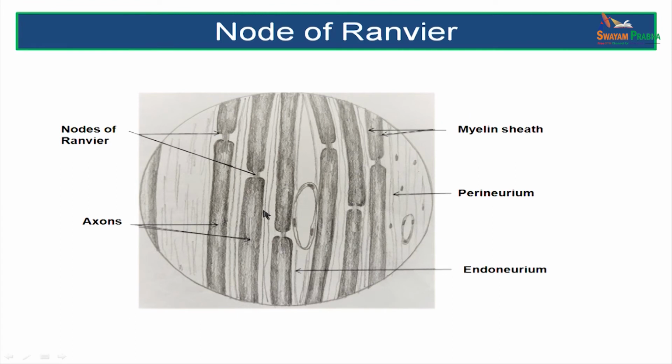If you look at an illustration of this kind of diagram, that is the node of Ranvier, and you can see the axon, and what stains is the myelin sheath.